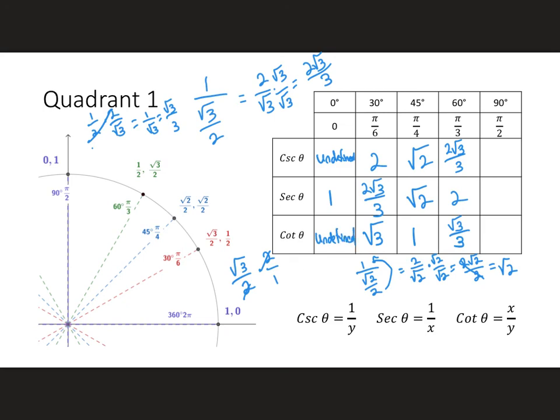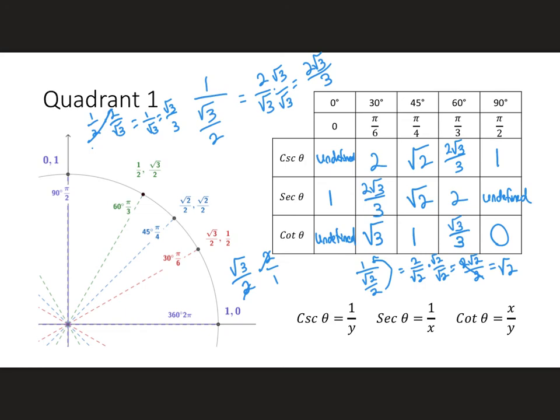Okay, 90 degrees now. 1 divided by the y value of the endpoint, which is 1. So 1 divided by 1 is 1. 1 divided by 0 is undefined. And x over y, 0 over 1 is 0. Excellent.